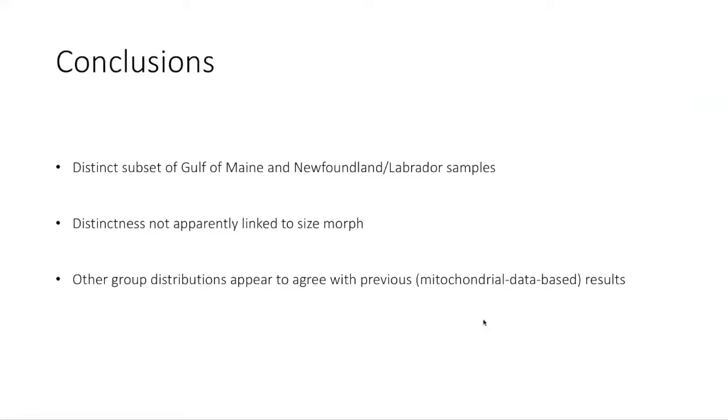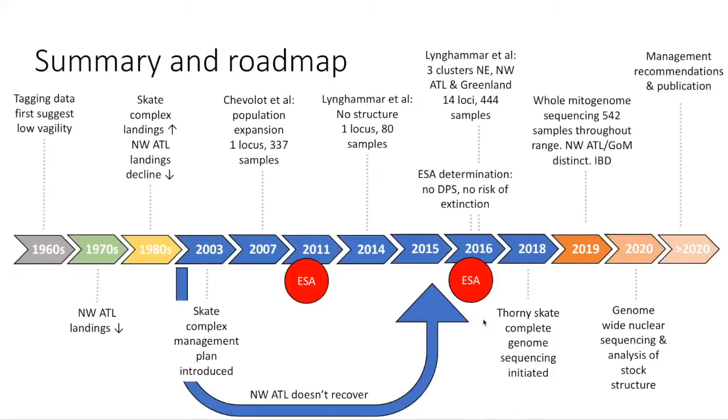So to conclude here, we are inferring a distinct subset of the Gulf of Maine and Newfoundland Labrador samples, but this distinctness is not apparently linked to size morph, and so the actual explanatory factor here is still undetermined, but it is a compelling preliminary result. The other group distributions do, however, appear to agree with previous mitochondrial data-based results that suggested no geographic partitioning.